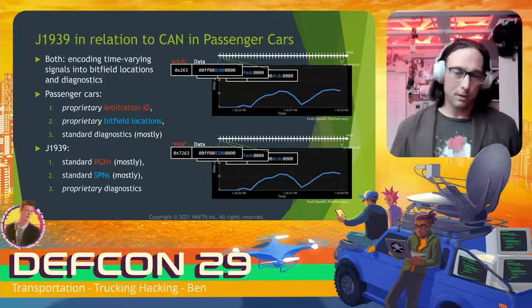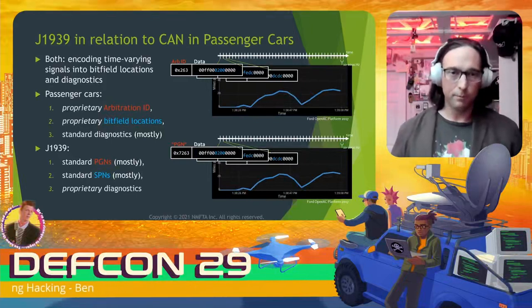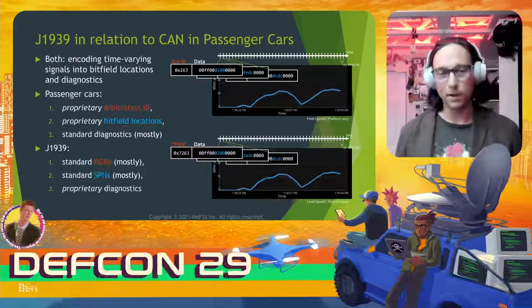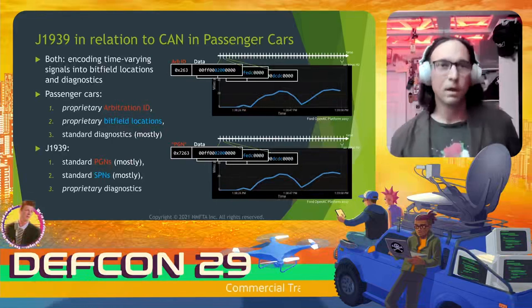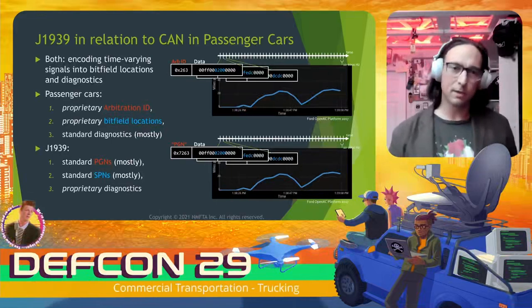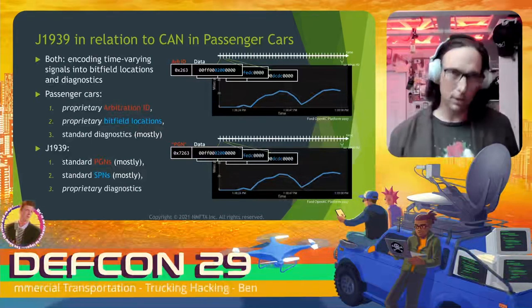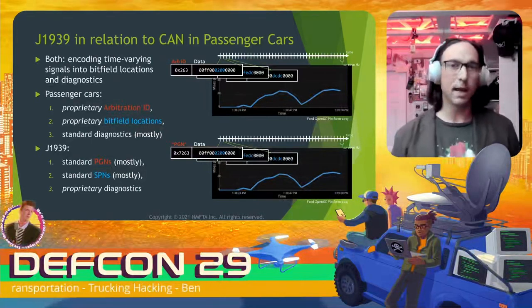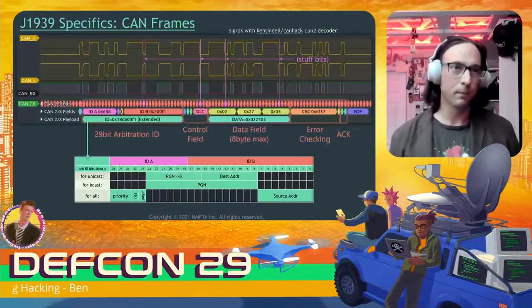In passenger cars, diagnostics were standardized. This is mostly for CARB. And in contrast, in heavy vehicles, it's actually the diagnostics that are proprietary. So in passenger cars, you should be familiar with UDS for diagnostics. Trucks have more than one type of diagnostic. UDS is available and is gaining a share. It has its own reserved PGN, for example.